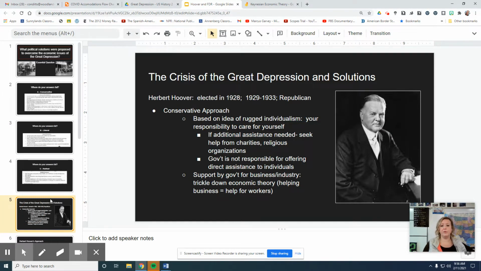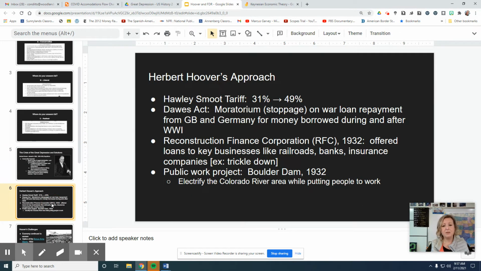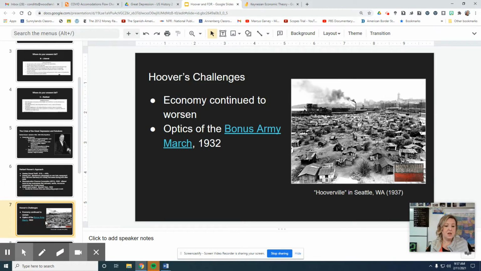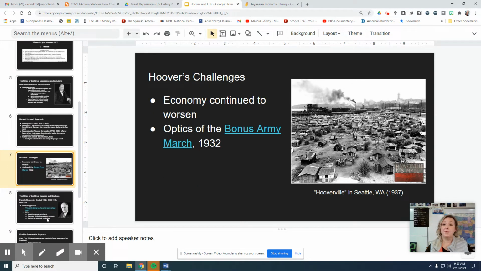And then we took you through this approach, right? Looking at Herbert Hoover and his conservative approach to cleaning up the problems of the Great Depression. And we talked you through some of those approaches by looking at tariffs and the Dawes Act, and examining the impact of trickle-down economic theory and the concept behind that of government assisting business and industry and hoping that business and industry will assist the people, the workers. And then we wrapped up with an examination of the challenges that Hoover faced, including the Bonus Army.